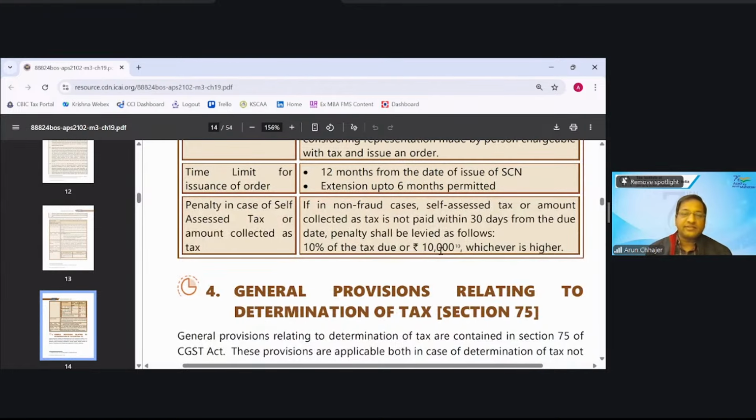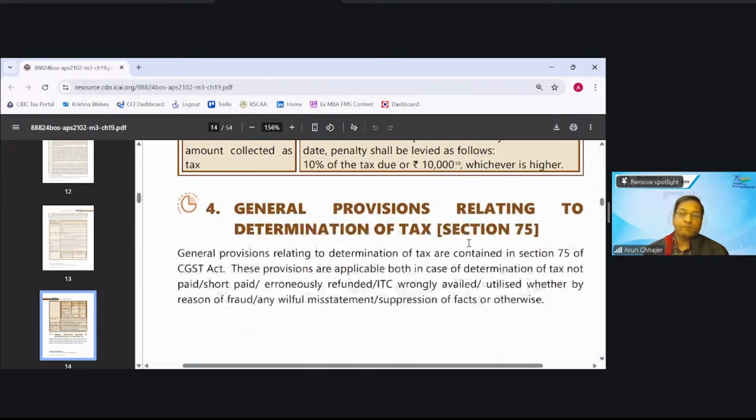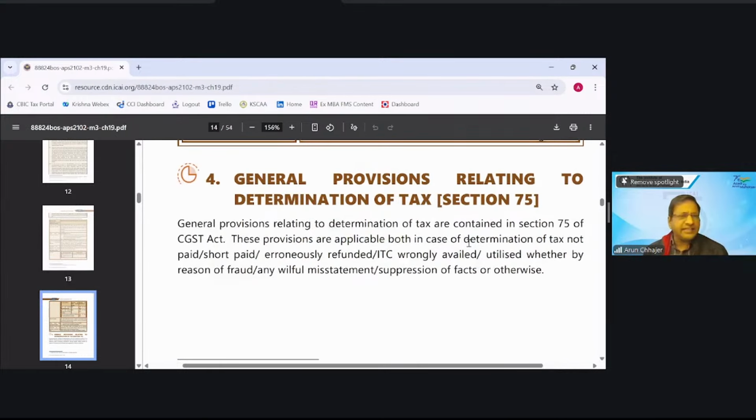Penalty in case of the self-assessed tax or amount collected as tax. If in non-fraud cases, the self-assessed tax or amount collected as tax is not paid within 30 days from the due date, then penalty shall be 10% of the tax or 10,000, whichever is higher. Now, that is all about 74A.